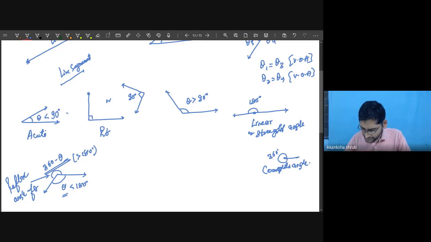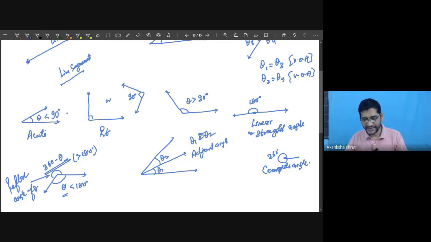Student, it is possible to take two angles having a common boundary. Let us call this theta 1 and this theta 2. These are called what? Adjacent angles. Meaning theta 1 and theta 2 are adjacent angles. They have a common boundary, or neighboring angles. Okay, student, it is this one.